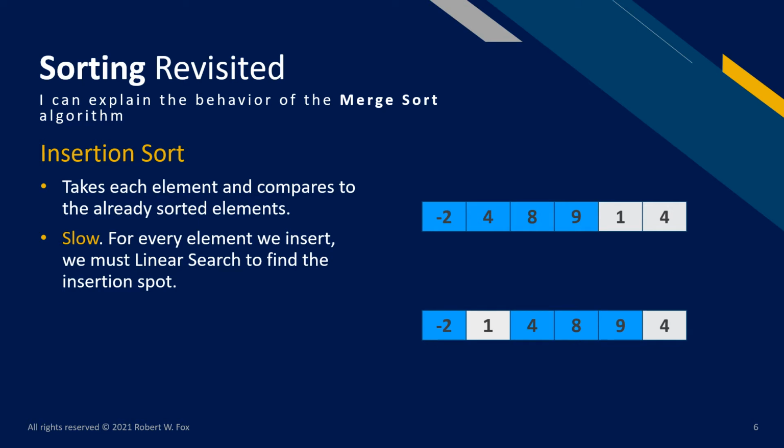We also learned about insertion sort, which takes each element and compares it to the already sorted elements. And then what it does is it inserts it into place and shifts everything else to the right. But here again, like selection sort, this process can be very slow because for every element we insert, we have to do a linear search to find the insertion spot. So we do linear search after linear search after linear search, and the process for large lists can take quite a long time.